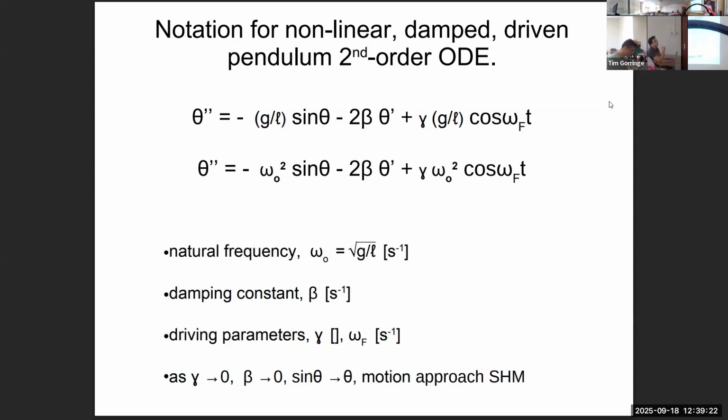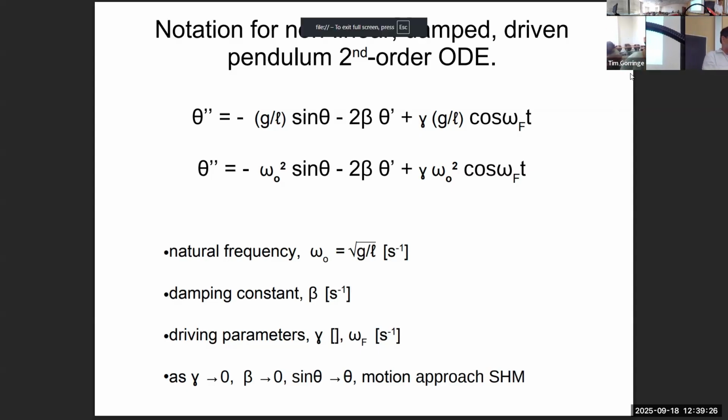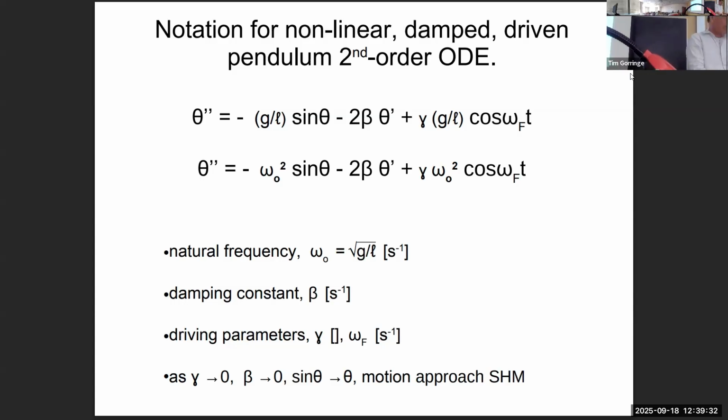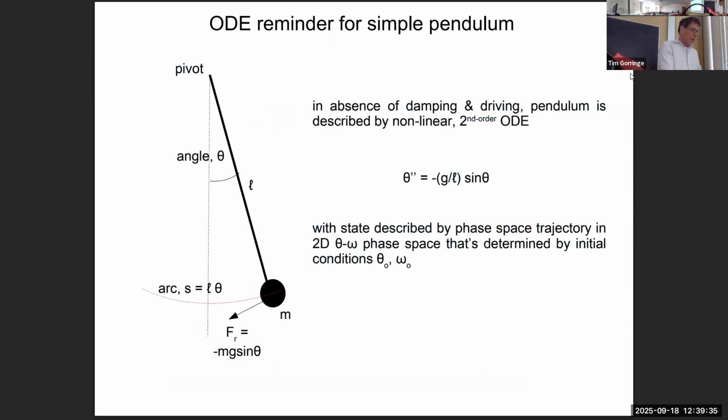If we were to switch off beta and gamma, put beta and gamma to zero, and approximate sine theta by theta, then that's simple harmonic motion. Okay.